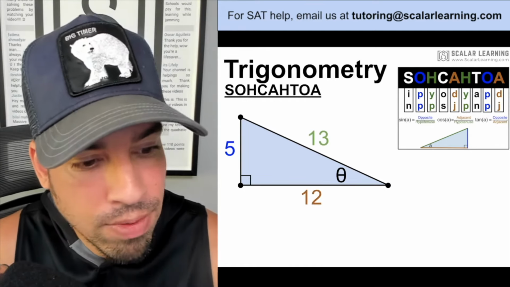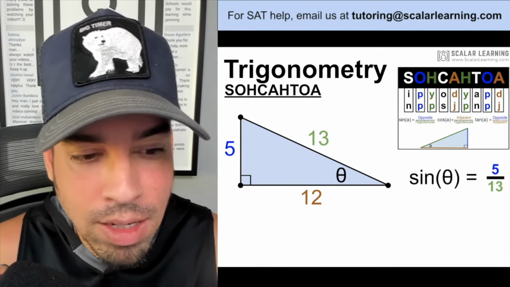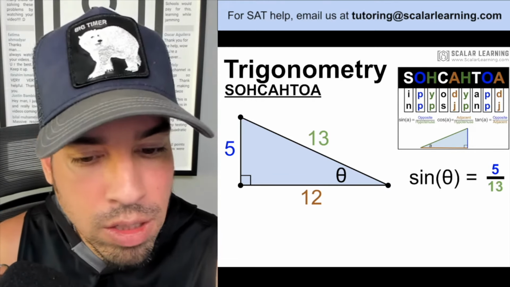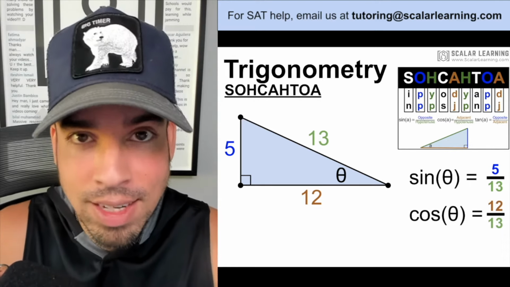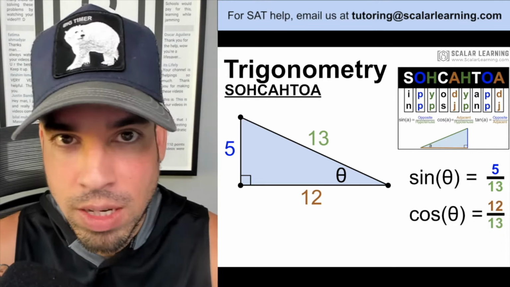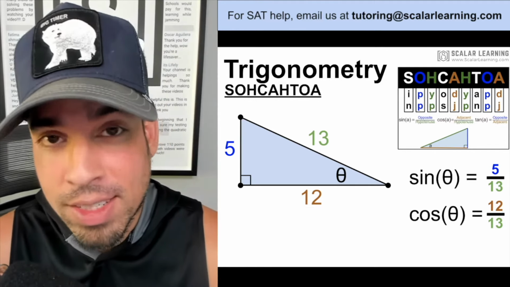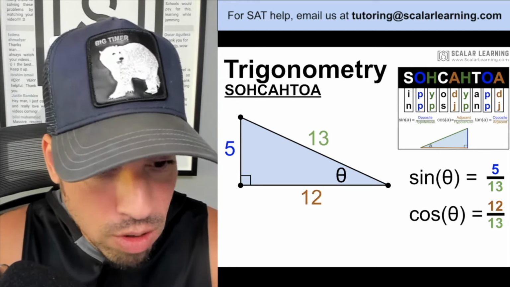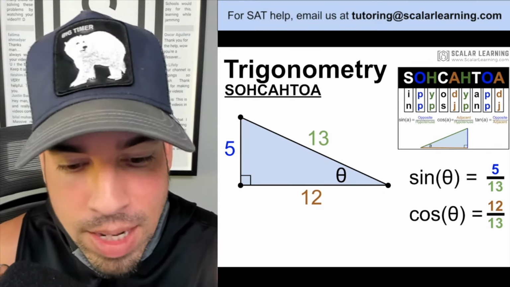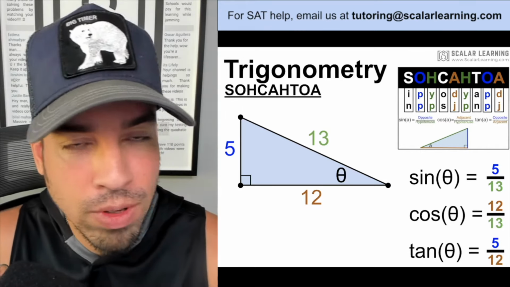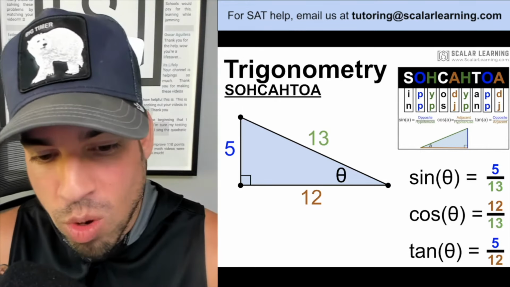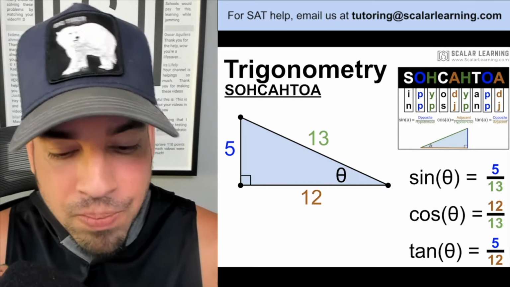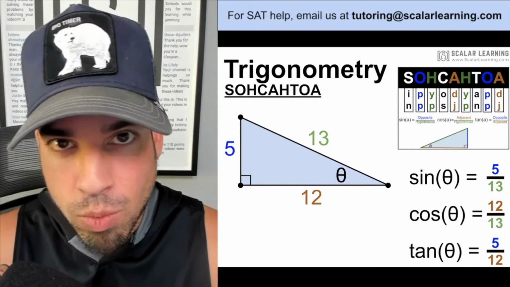Now, let's say we have a 5, 12, 13, and I want to know what is sine of theta? Well, it's opposite theta, which is 5, over the hypotenuse, which is 13. What is cosine of theta? That is adjacent next to theta, which is 12 over 13. And you might say, well, wait a minute, 13 is also adjacent to theta. That's true, but we're taking the non-hypotenuse adjacent side. So that's 12 in this case, the leg over 13. Last but not least, tangent, TOA, opposite over adjacent, which is 5 over 12. Just an aside, sine and cosine will never be greater than 1 or less than -1, whereas tangent, you could have something greater than 1 or less than -1.